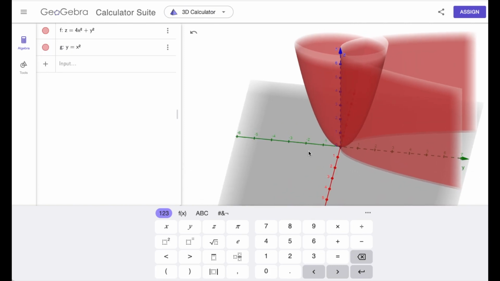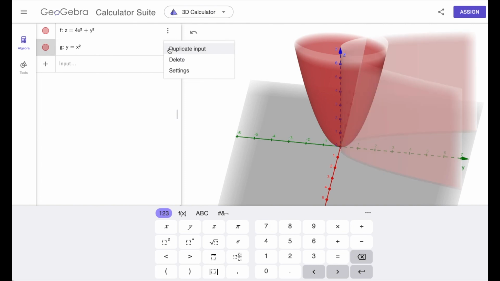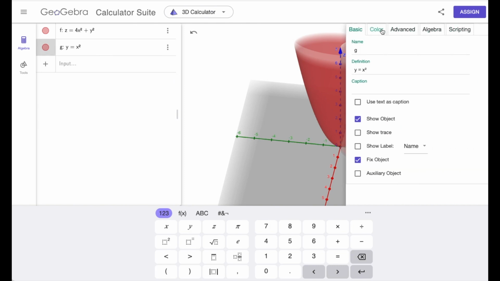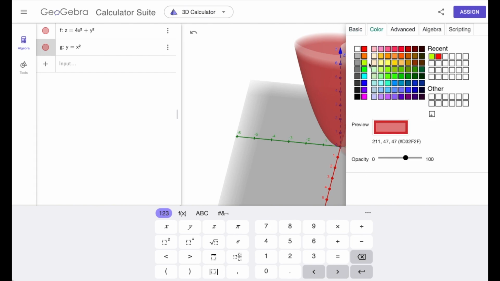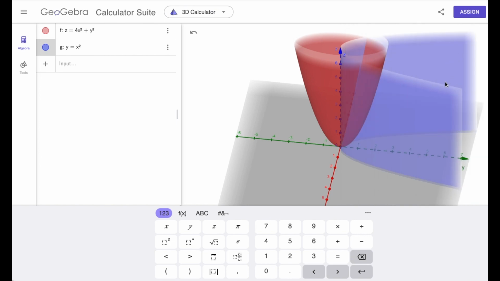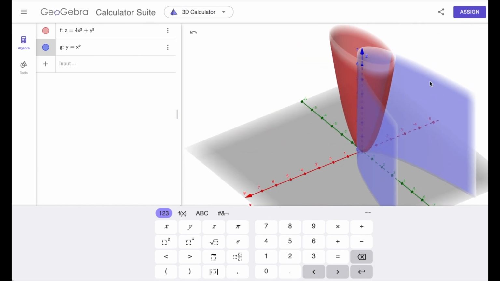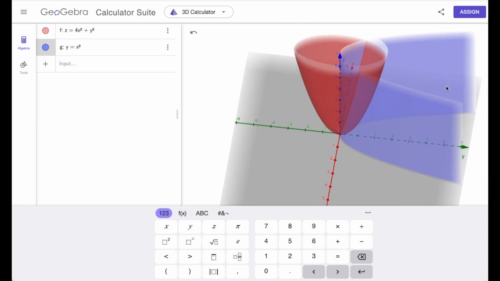Now, it's hard to see when they're both the same color, so I'm going to come over here to the settings, click the three dots and go to settings, color, and change the color of that elliptical paraboloid. I'm going to go to dark blue here, and then we X out, and we see a little bit better that intersection between these two surfaces.